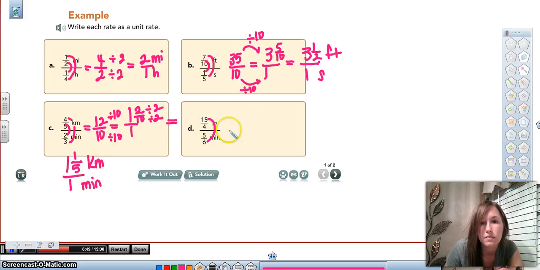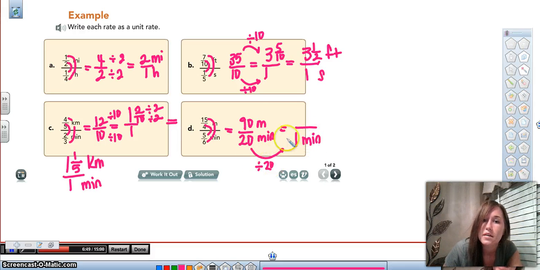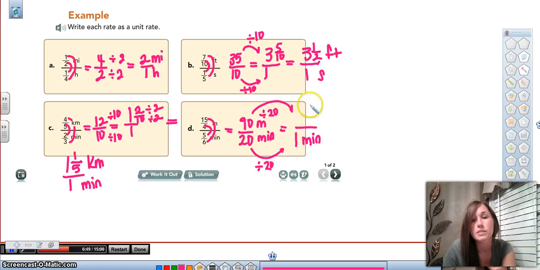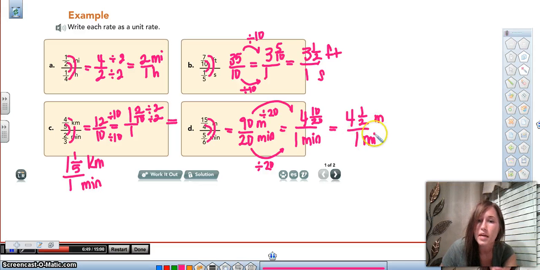Okay, and on the last one, 15 times 6. Well, 15 times 2 would be 30. 3 times, that would be 90. 4 times 5, 20 meters per minute. We do want to make sure we get a unit rate, so we want this to be 1 on the bottom. We need to divide by 20 on the top and the bottom. 90 divided by 20, well 20 goes into 90 4 whole times with 10 left over out of 20, which just makes 4 and 1/2 meters for 1 minute. And we have a unit rate on each and every problem.